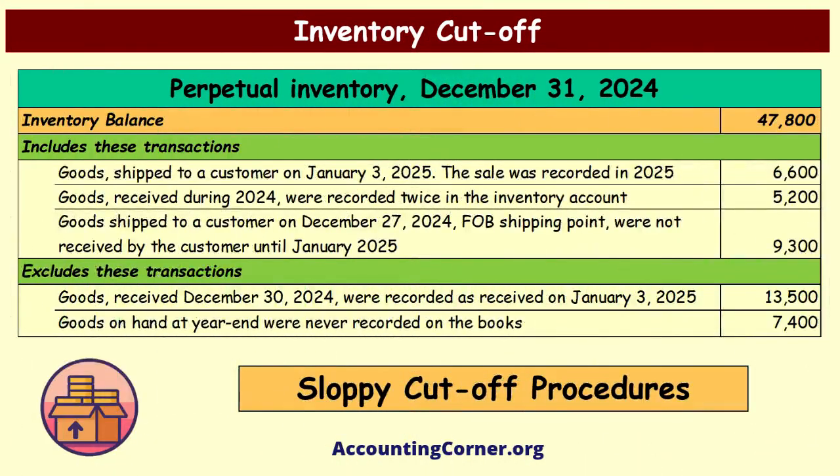At 2024 year-end, there were 5 events. The cost of goods related to these events impacted the year-end inventory balance. The cost of goods related to the first 3 events was included in the inventory balance. The cost of goods related to the last 2 events was not included in the inventory balance.